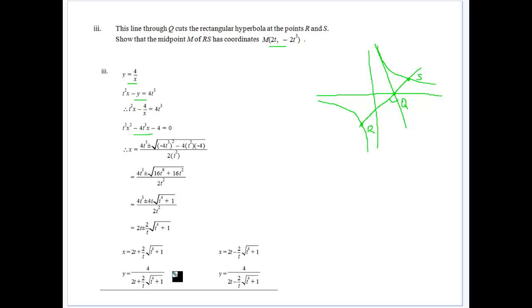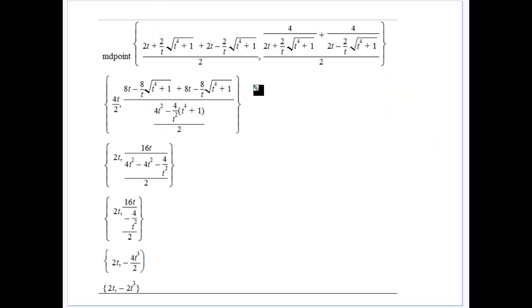Now we want to find the midpoint of the two points. Should come down to that. Looks easier said than done. So we get our two points, so the two x values. And the nice thing about this one, if you look at the x values, well, they'll just cancel. Those parts cancel, and the 2t plus 2t gives us 4t on 2, which comes down to our 2t. So that's nice, the x part works out nicely.